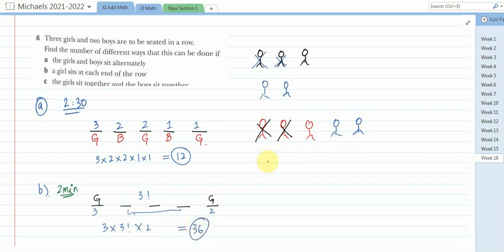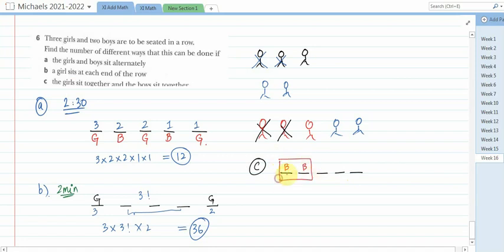And for part C, the girls sit together and the boys sit together. 1, 2, 3, 4, 5. Let's suppose we are saying that boys sit together. So that is my first boy, that is my second boy. These 2 boys sit together and these 3 girls sit together, right? Now the placement of boys among those, boy 1, boy 2, or boy 2 and boy 1. So inside that box you have 2 factorial. Similarly, inside that box of girls you have 3 factorial, right?